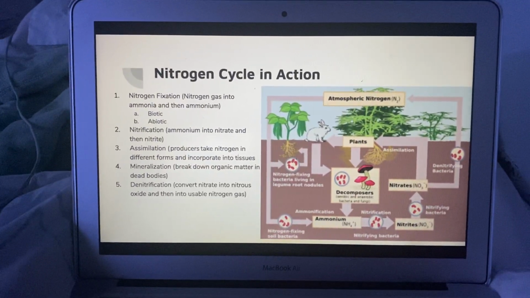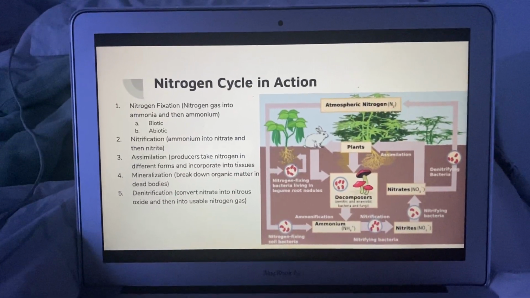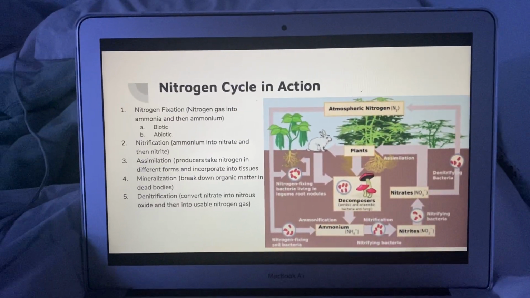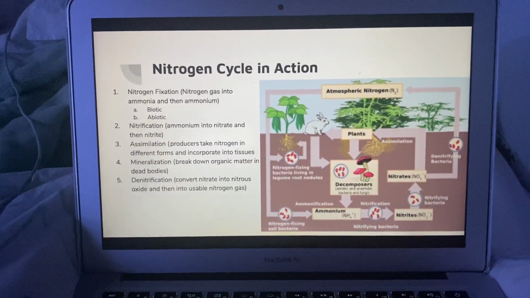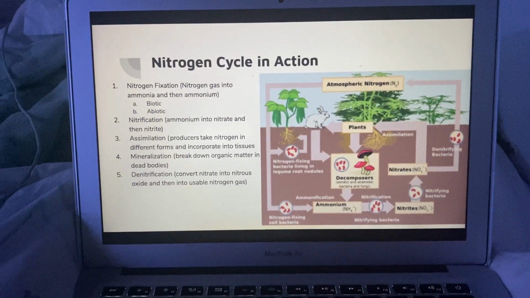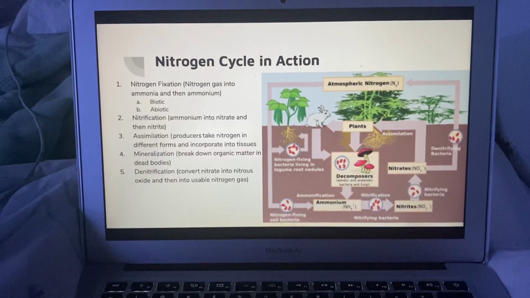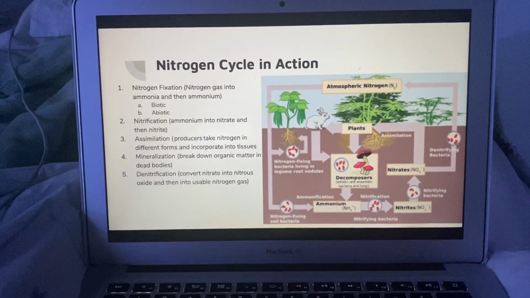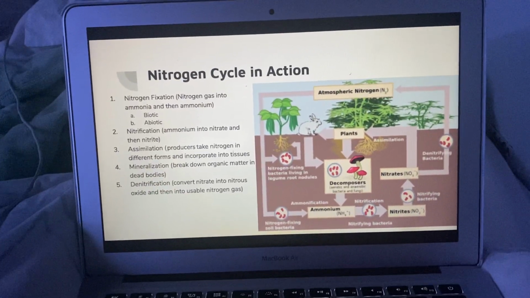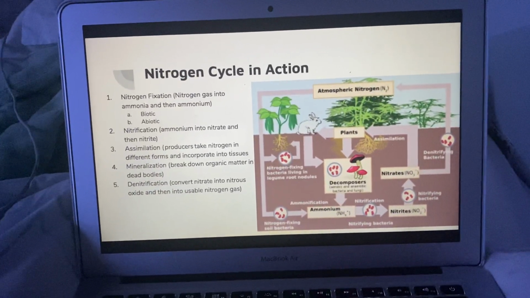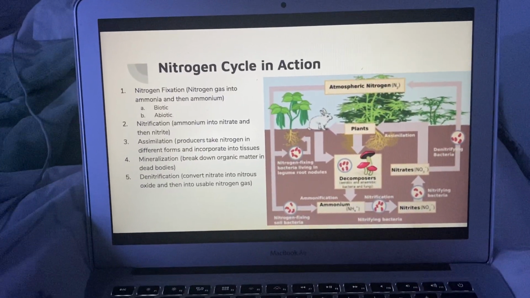So the first step is a process known as nitrogen fixation. The nitrogen gas in the atmosphere is converted into a form of nitrogen that can be used by producers. And there are two ways of facilitating this action. The first way is through a biotic process. In this process, bacteria or cyanobacteria that live in the roots of plants such as legumes convert the inorganic nitrogen in the atmosphere into ammonia, and then into ammonium.